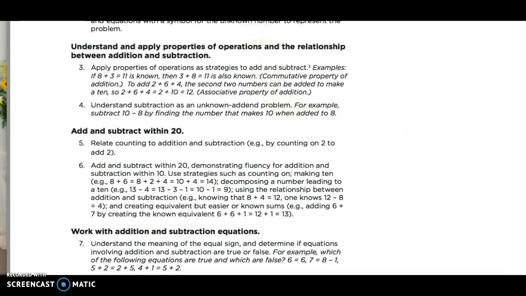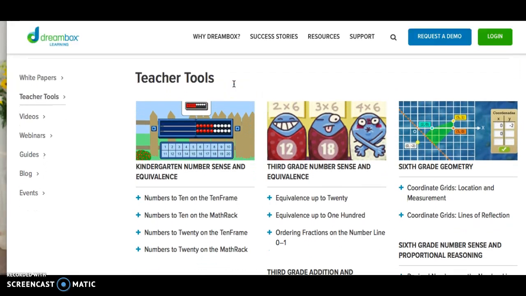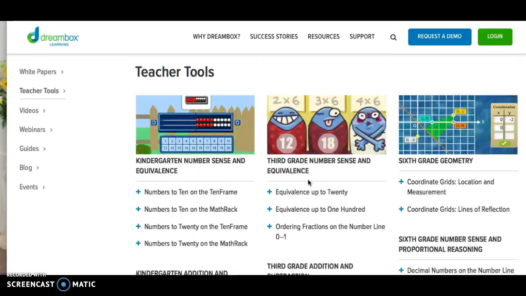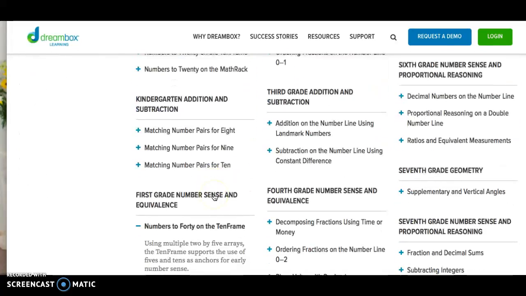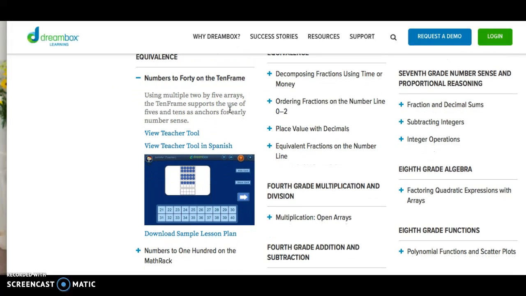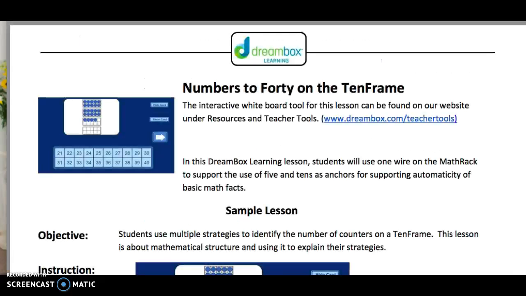So I'm going to take you to the resource. This is the resource of DreamBox, and it has tons of games and activities, and they're broken down into sections such as kindergarten and 3rd grade, you can see here, and I went down to 1st grade. First grade number sense and equivalence, that's where I got this resource from, and I did download a sample lesson plan, and I have the lesson plan over here.